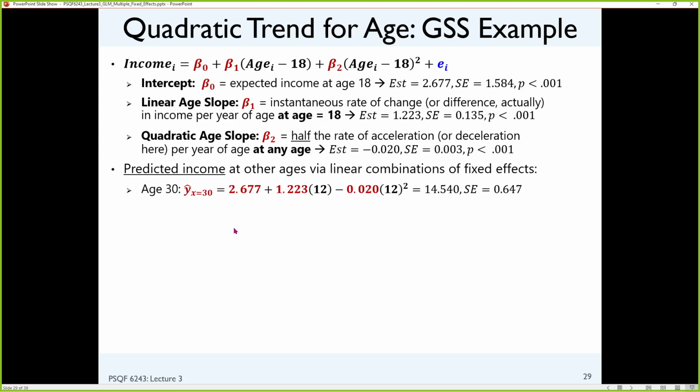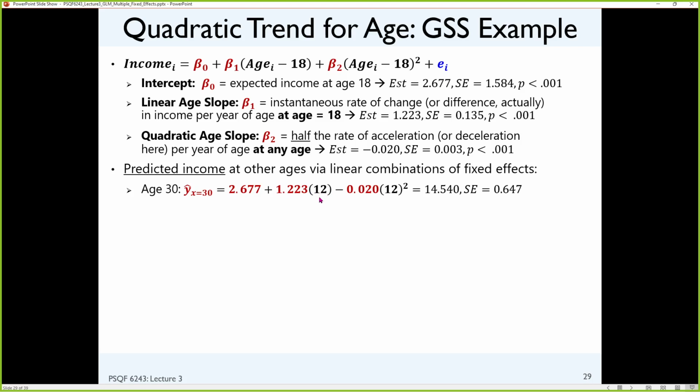So here's how we would make predictions for other ages besides 18. What about age 30? Even though my model is centered with a reference of an 18-year-old, it tells me what the predicted income is for any age. So if I want to know what y hat, the predicted outcome, is given x equals 30, that's for a 30-year-old, then I start with my fixed intercept for everybody, my linear slope for the effective age, and I put a 12 in here.